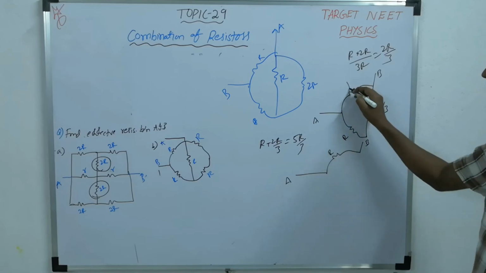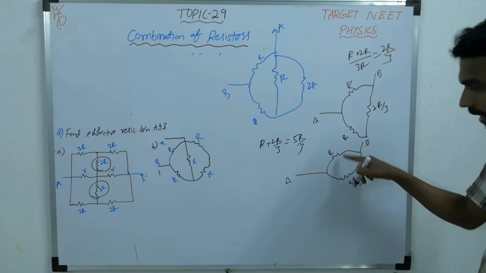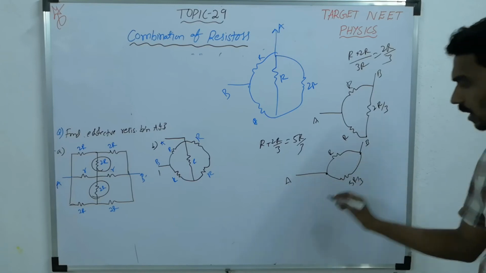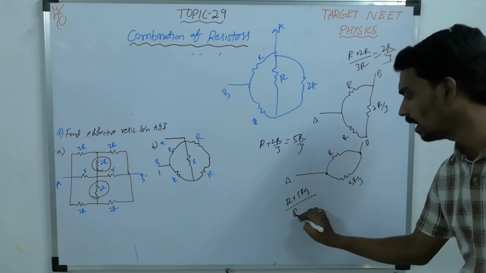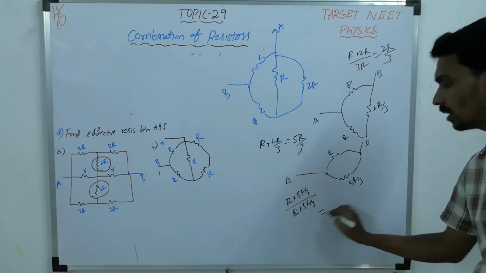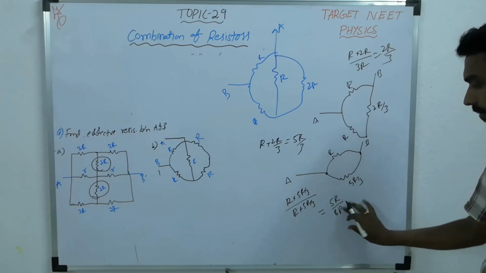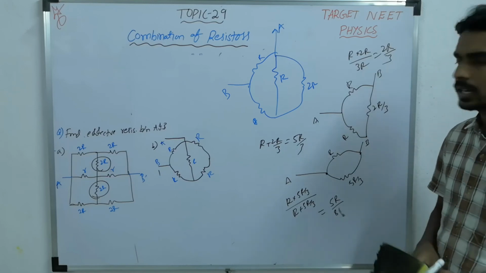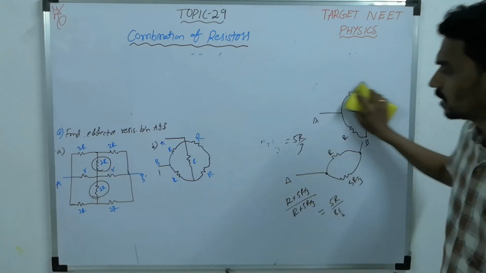Now A, B, this is R, and this is 5R by 3. Now both are connected in what? Parallel, because they are connected across the same 2 points. So the final resultant will become R into 5R by 3 by R plus 5R by 3. What is the resultant if you take LCM? 5R by 8. How much? 5R by 8.